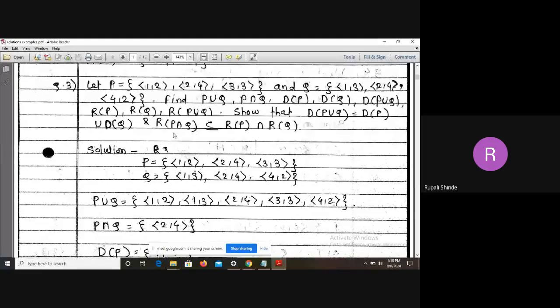Likewise, we have to show range of P intersection Q is a subset of range of P intersection range of Q. Okay. Now, we have already found out what is the answer for P intersection Q. Now, we have to find what is the range for this intersection operation. So what would be the answer for range of P intersection Q?